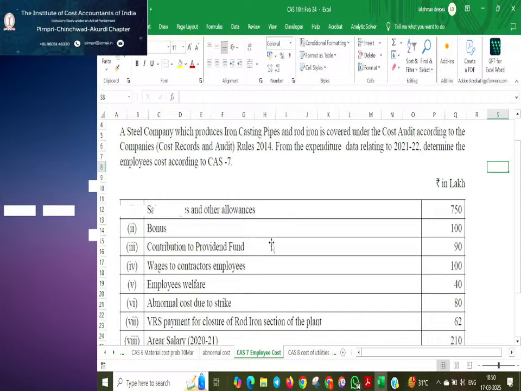So that is why over here, when it comes to wages to contractors' employees, it is not taken into consideration. But if it was given as wages to employees who are hired by the organization on contract basis, even though they are not permanent employees, then that amount will be included. So you should be very careful while you go between the lines of these provisions, which is very, very important. Got it?